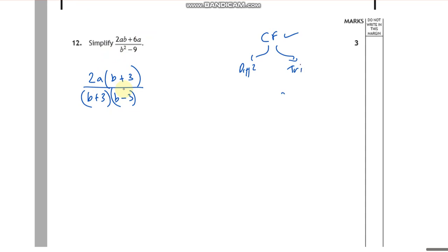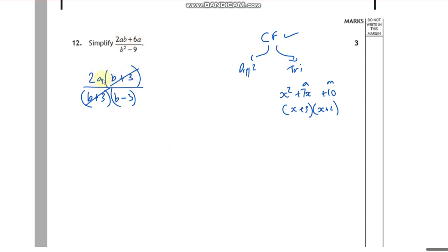Trinomials, don't forget, that's ones where you need numbers that add to give you the middle number and multiply to give you the end number. So that'd be x plus 5 and x plus 2. The harder trinomials with a number in front, I go through in other videos. But you're looking to factorise that, and then what can we cancel? That and that.